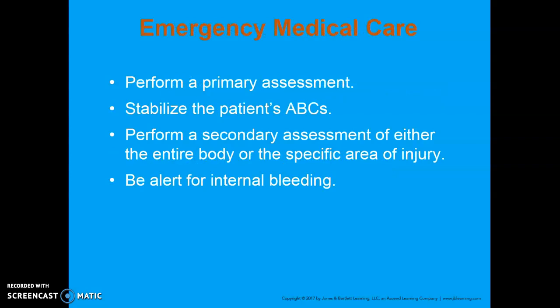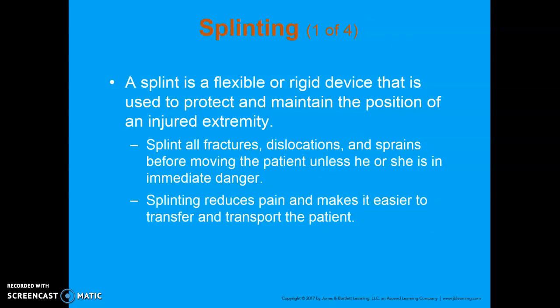For your emergency medical care, you're going to start out with your primary assessment with anything else. If needed, perform a secondary assessment. Always follow your standard precautions. Be alert for signs and symptoms of internal bleeding. For your splinting, it's either a flexible or rigid device that's used to protect an injured extremity and also helps maintain position. Oftentimes we splint in a position of function.